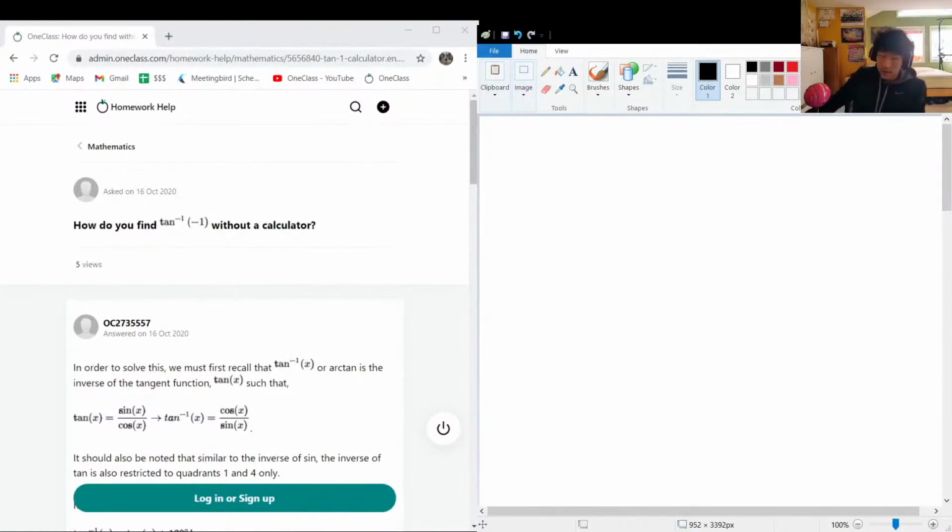Okay, so the next question that we're asked, we got on the menu today, is asking us, how do we find tan to the negative 1 of negative 1 without a calculator? Okay, so there are a couple of different ways that we can interpret this. Okay, so I'll write this out. Okay, so there are two interpretations.